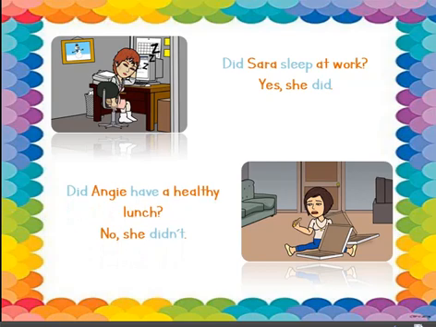And the last one, did Angie have a healthy lunch? No, she didn't. The verb have is in simple form because of the auxiliary did. And the answer is negative, so we have didn't. Did Angie have a healthy lunch? No, she didn't.